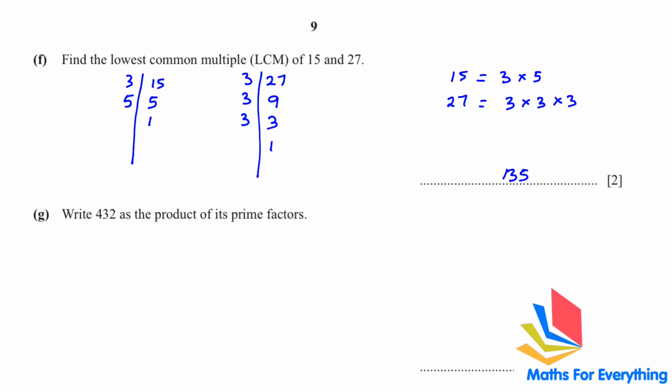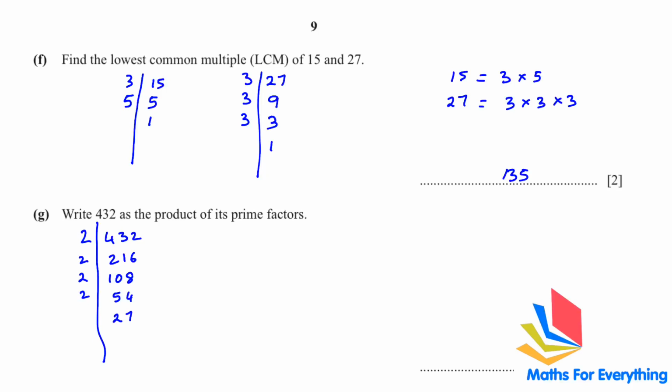Next, write 432 as the product of its prime factors. Again, you can make the factor 3 or solve it like that. I'm going to solve it in this way. So 432, it's an even number, so we can divide by 2. 432 divided by 2 will give us 216. And then again we can divide by 2, 108. You can use your calculator. Again we can divide by 2, 54.